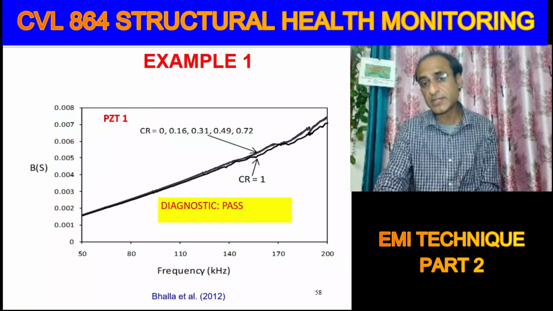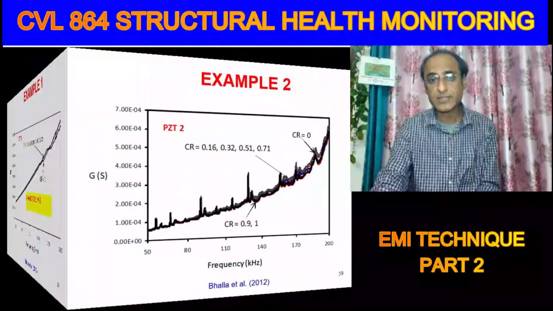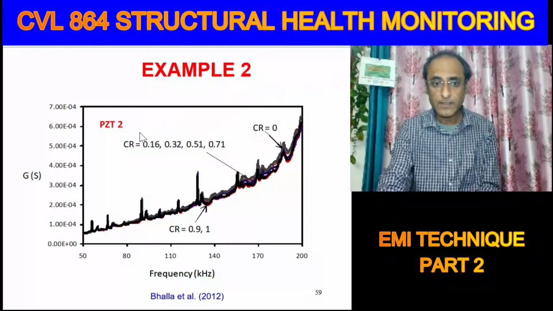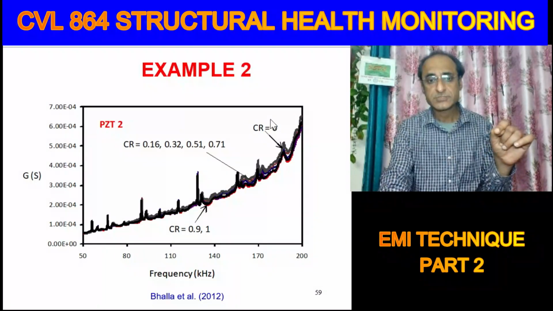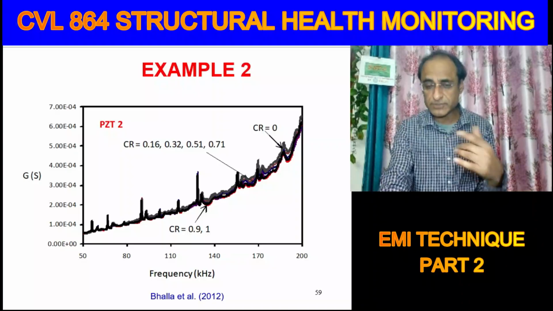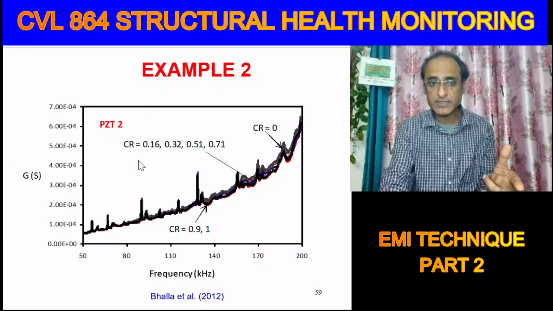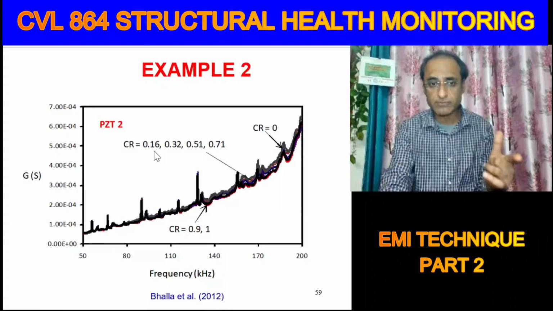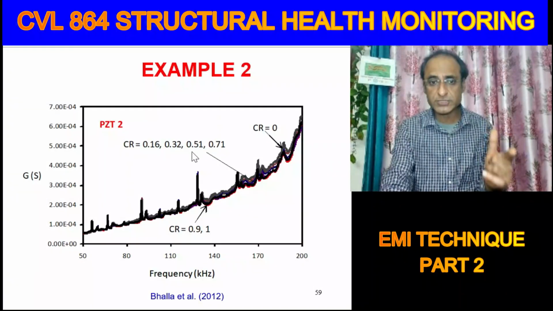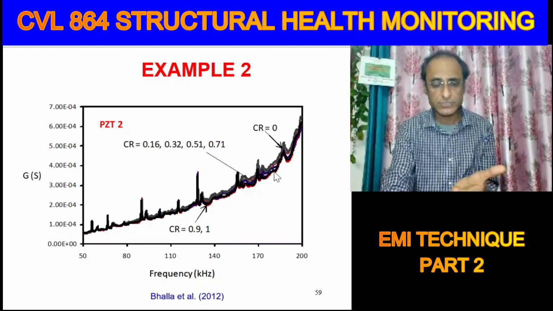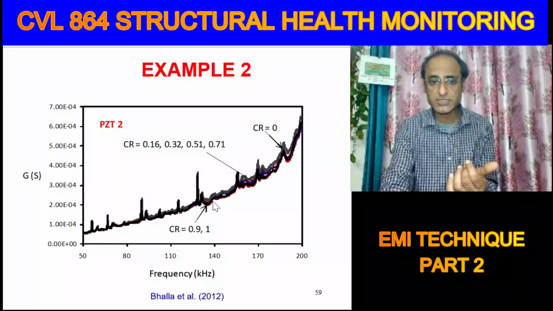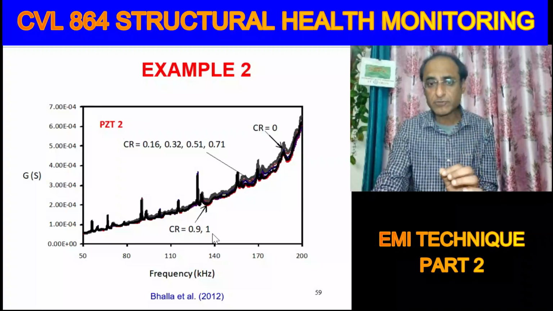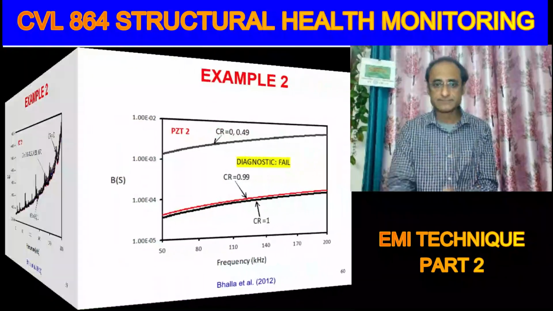Let's compare another patch. This is example number 2. So here we are showing you the signatures for various cycle ratios. Cycle ratio 0 means we have started the fatigue after acquiring this signature, and then as the cycle ratio is increasing from 0.16 to 0.32, 0.51 to 0.71, we are showing you the signatures, and then we have for 0.9 and 1 also. And let's now see the imaginary part.